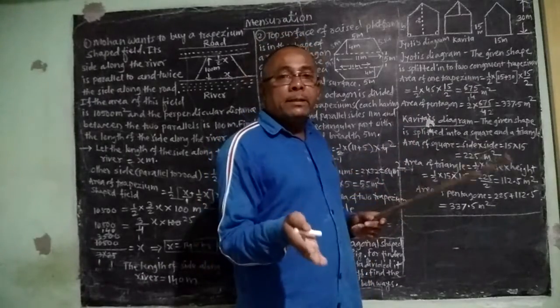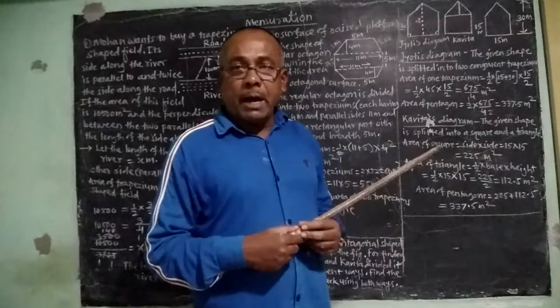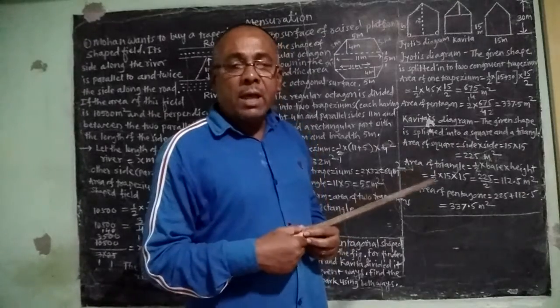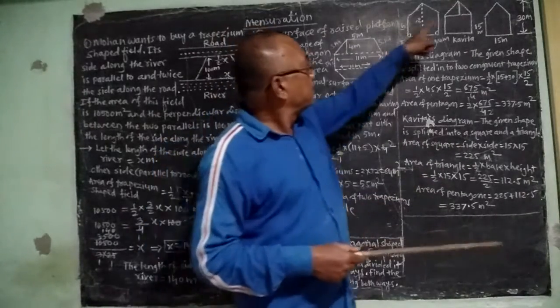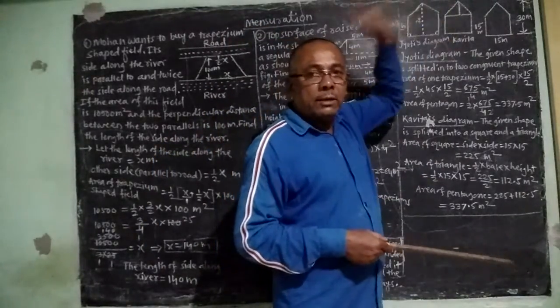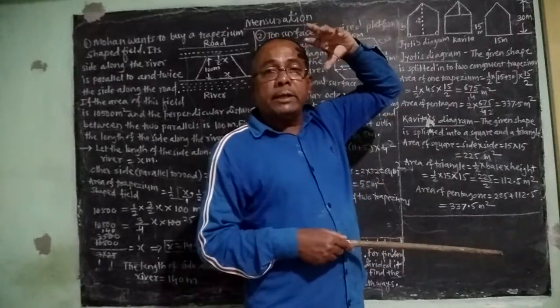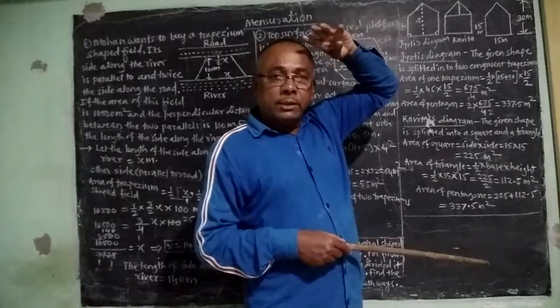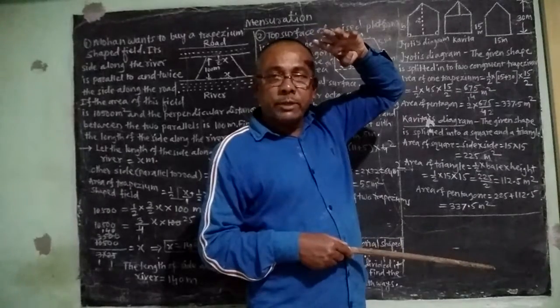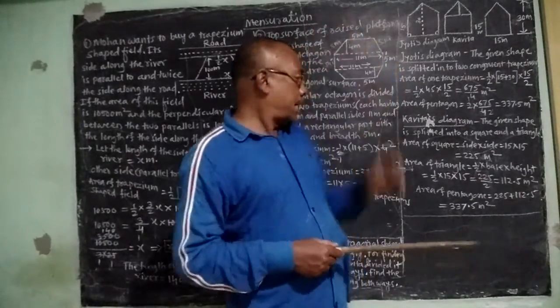She split the given pentagonal park into a square and a triangle. Here, a square and a triangle. So if we have to find the total area, then we have to add the area of the square as well as the area of the triangle.